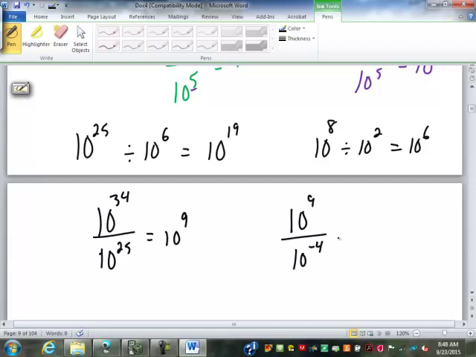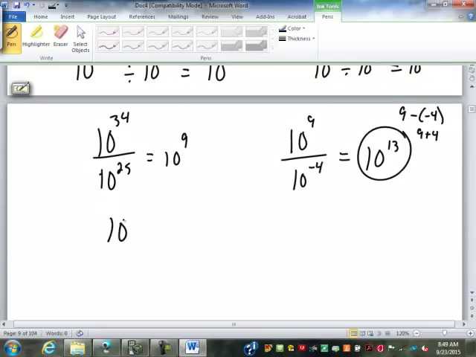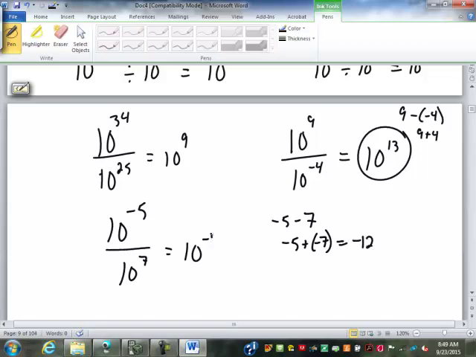How about this one? Well, 9 minus a negative 4 is 9 plus 4, or 13. 10 to the 13th. 10 to the negative 5th divided by 10 to the 7th. That would be negative 5 minus 7, which is negative 5 plus a negative 7, or negative 12. So that's 10 to the negative 12.